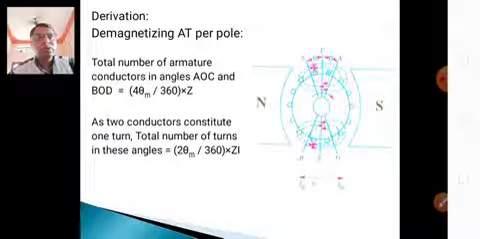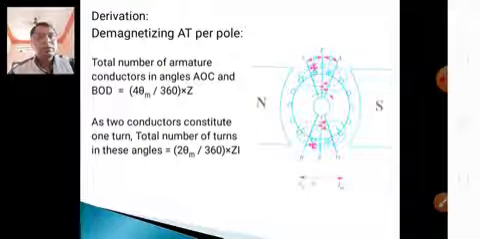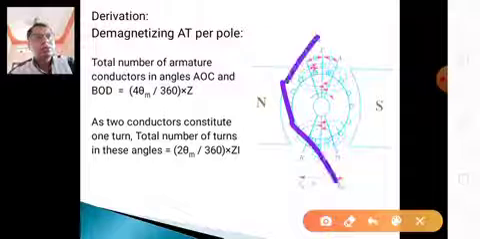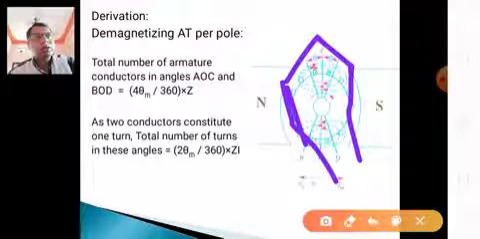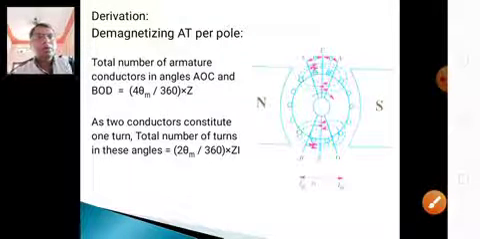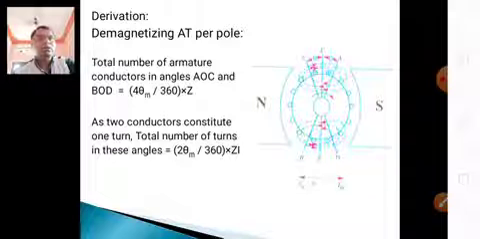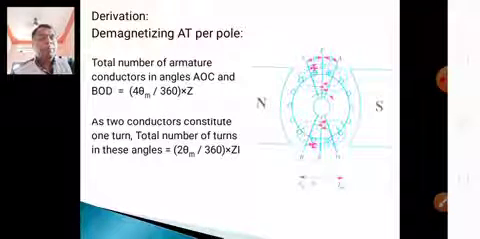As two conductors constitute one turn, the number of conductors in these angles is divided by 2. Here two conductors consist of a single turn, so it is divided by 2. So 4 theta m by 360 into Z divided by 2. The 2 gets cancelled, so 4 becomes 2: 2 theta m by 360 into Z. So the number of turns multiplied by I gives the ampere turns.